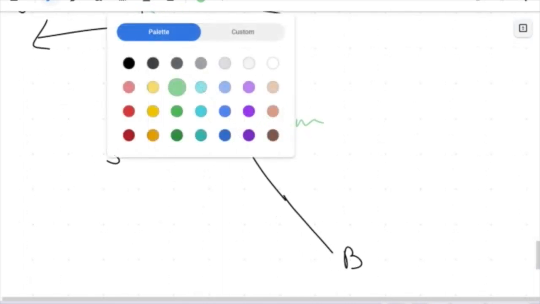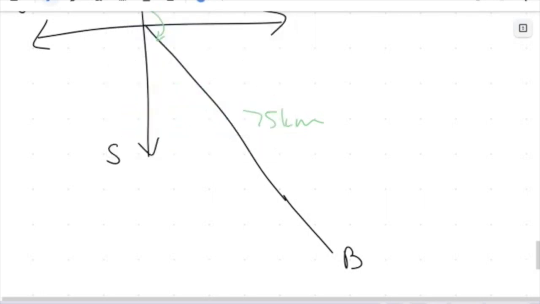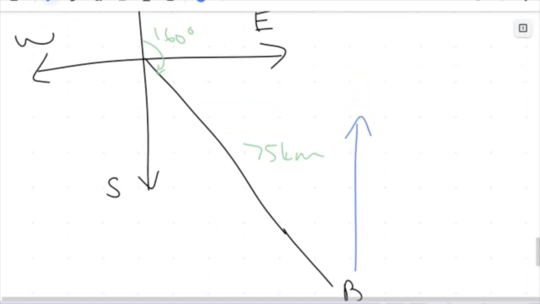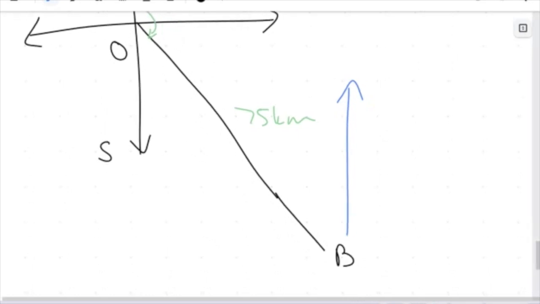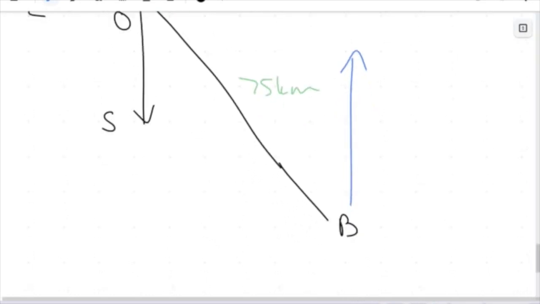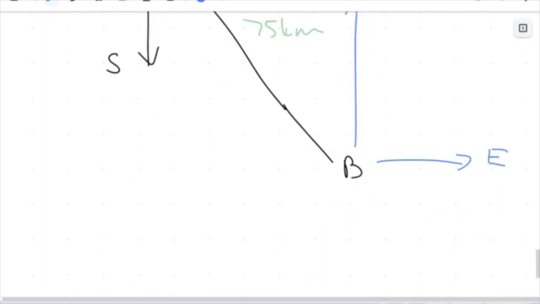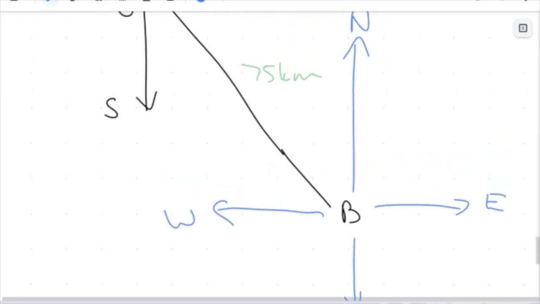And I want to draw up now another set of north, east, south, west axes from B. Why? Because now we're finding the bearing of O from B. So we're looking from the perspective of B. So I want to get a feel for where north is in relation to B. This is going to make our lives a lot easier. South and west.